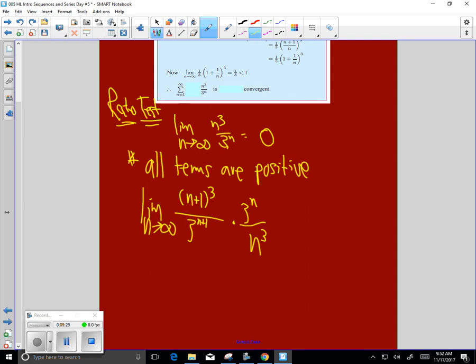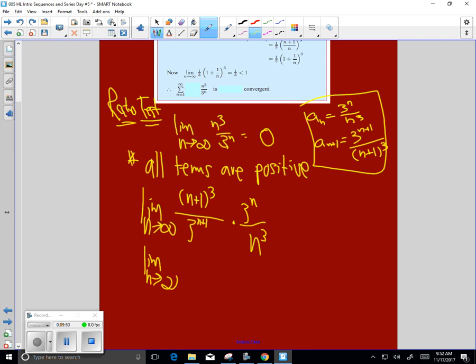Do you want me to write that out a little clearer? Let's go. A of n is 3 to the n over n cubed. So a of n plus 1 is going to be 3 to the n plus 1 over n plus 1 cubed. Is that a little clearer? So now I'm going to rearrange these.